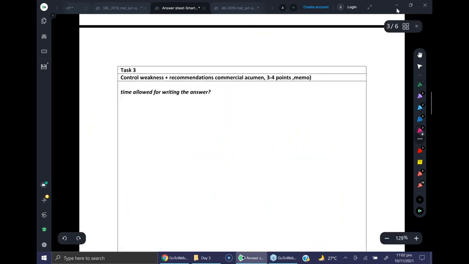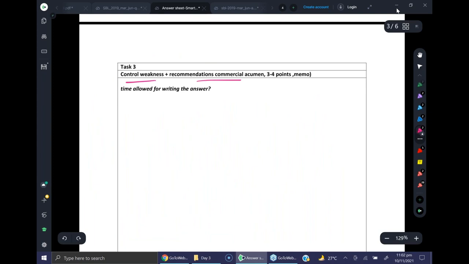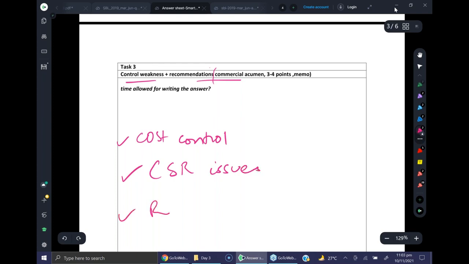Next, task three, control weaknesses, recommendations. The skill was commercial acumen, 3 to 4 points were needed, and the format of memorandum was required. Yep. So there were three issues. Cost control. I think they were very clear in the exhibit. We don't even have to write it. Then there was this corporate social responsibility issue at the supplier's factory, the working conditions. And then there was the reporting and supplier's relationship issue.